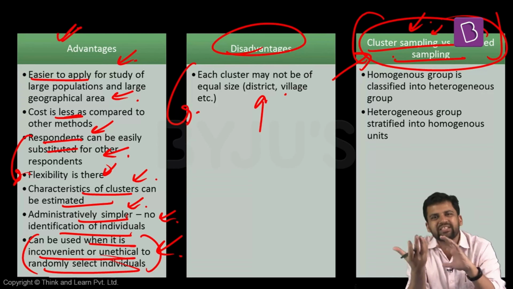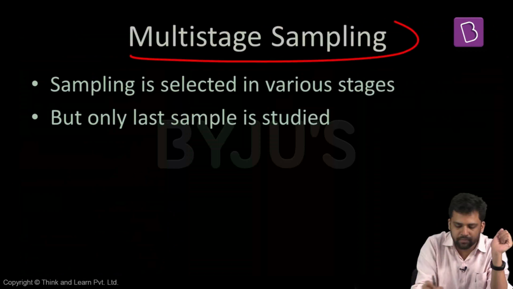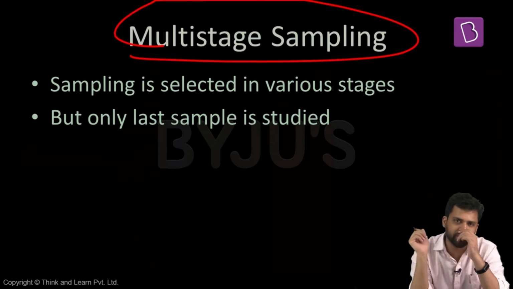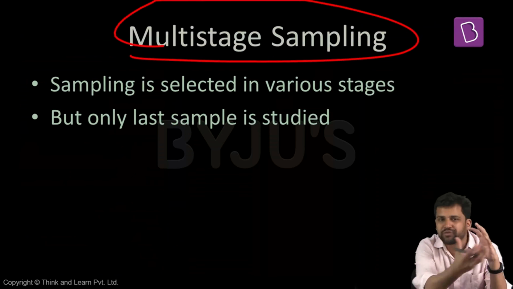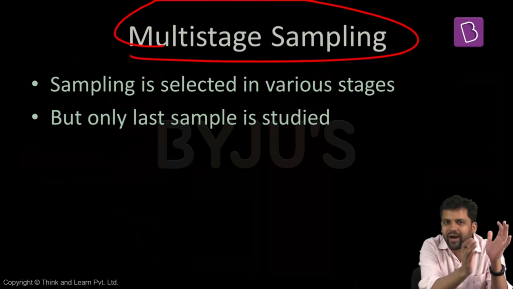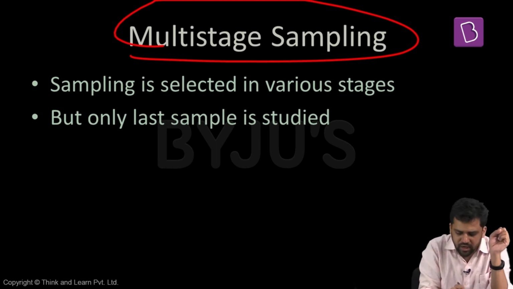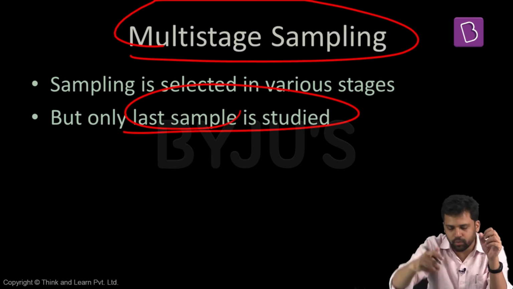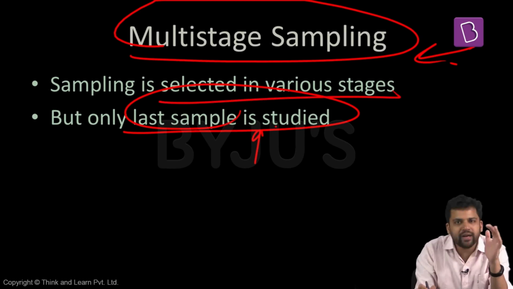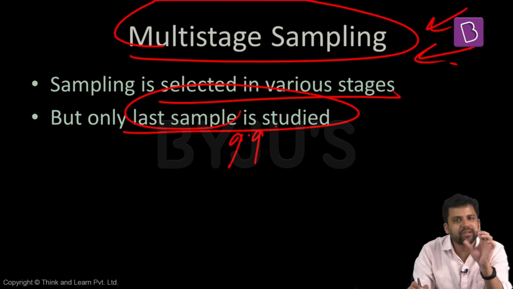Now, cluster sampling can be of different types. One type is multi-stage sampling, where sampling takes place at different stages, just like the example that we saw. First, you are creating clusters of states, then clusters of cities and towns. So the sampling process involves multiple stages, but finally, at the end of the day, you are studying the last sample, the students within the school. Sampling is selected through various stages, but only the last sample is studied. This method is called the multi-stage sampling method.